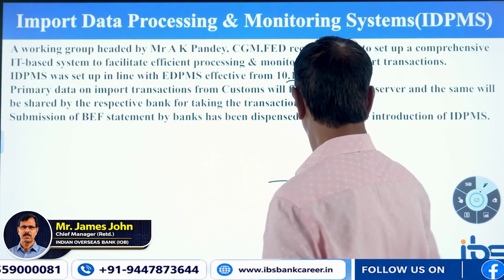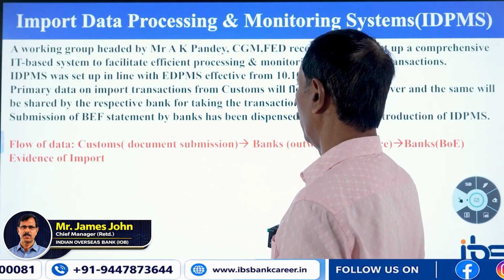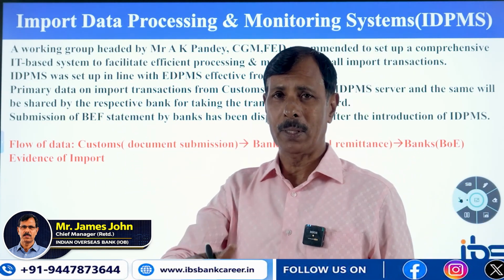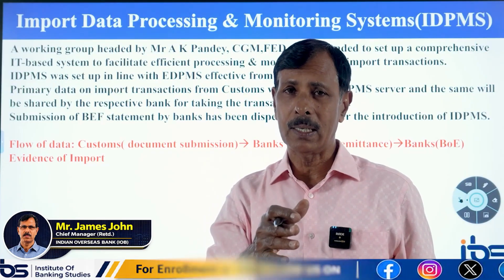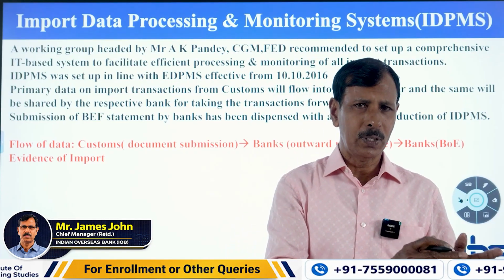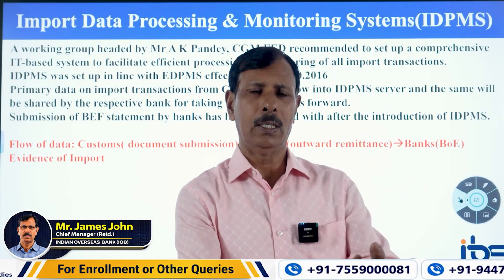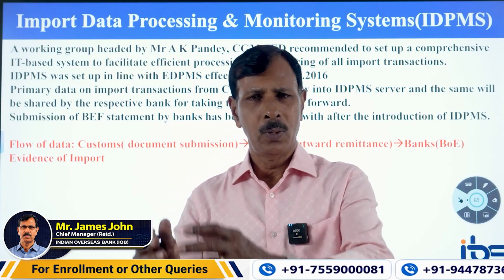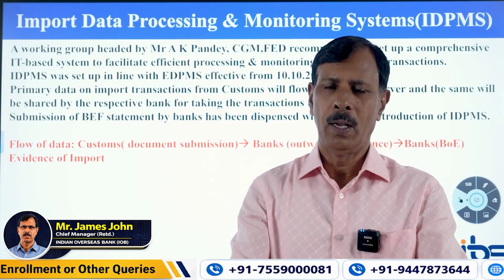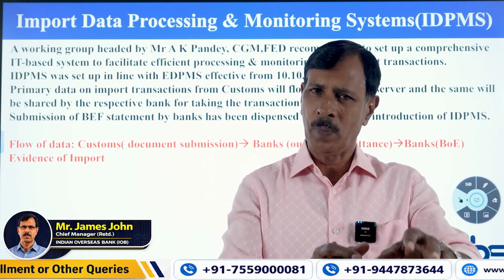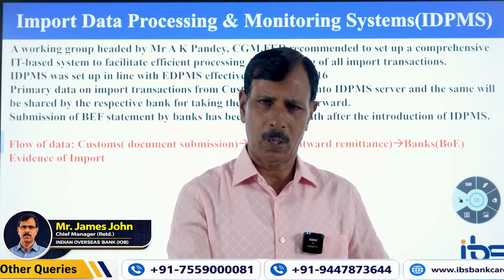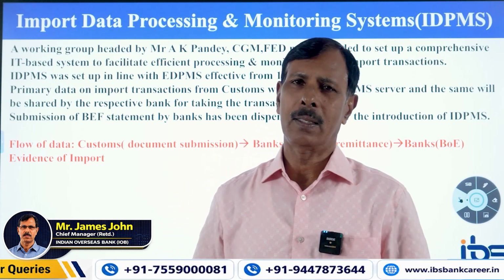So how will the data flow? Let us check. In the IDPMS site, the first entry is made by the customs authority. Because you see, in export, the manufacturer first takes the goods to the customs. Similarly, in import also, the goods exported by a foreign country reach Indian soil. So they have to pass through the customs channel. At the customs channel, they will check everything, allow the goods to come out, and make an entry in this IDPMS site.